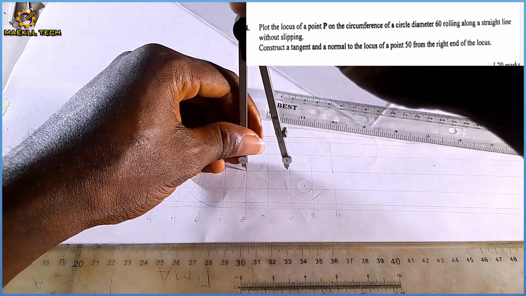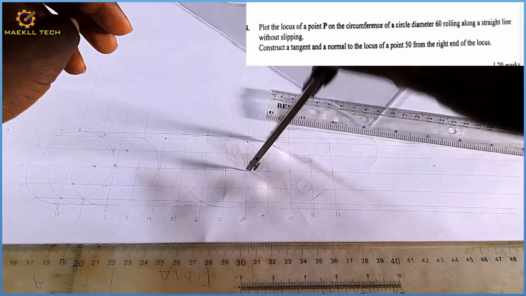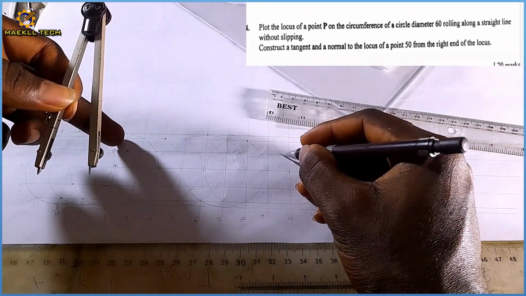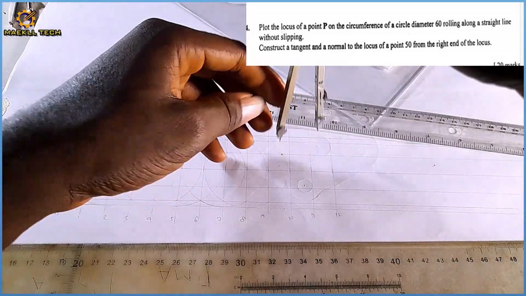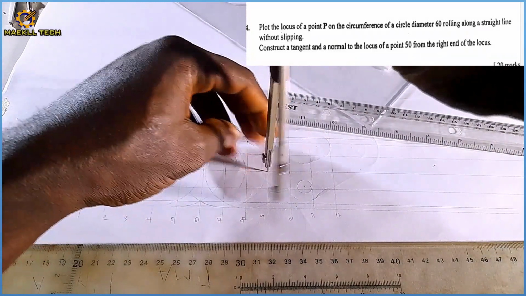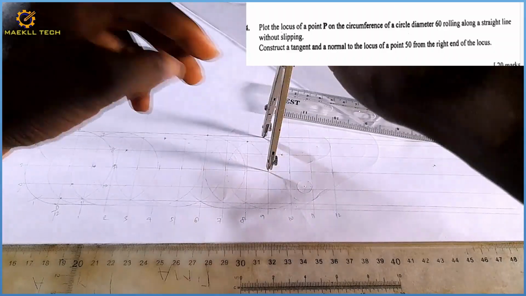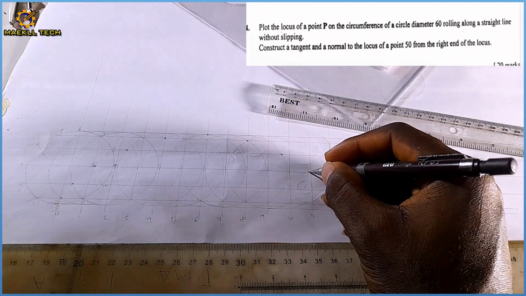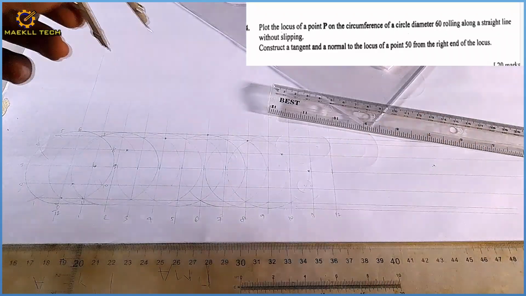Okay, on mark 8, 4 and 8 on this plane, so right here I pick. On mark 9, which is going to be right here. Okay, right here for mark 9 I pick.